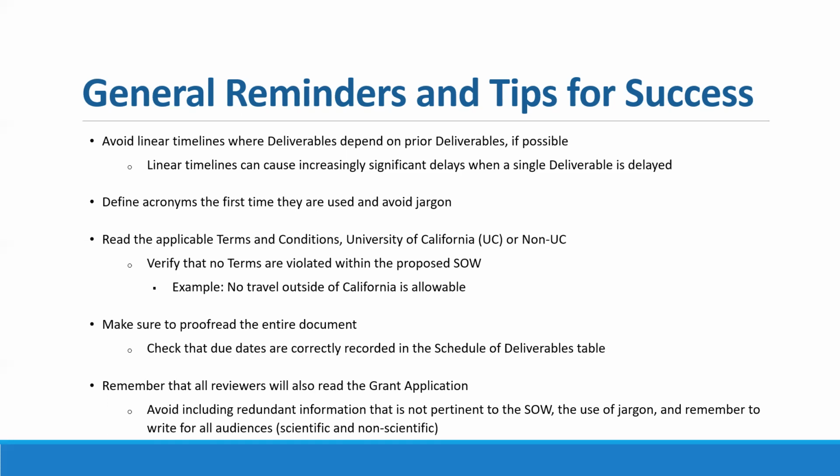And then finally, remember that reviewers are going to read the entirety of the grant application. So they're going to read all of those questions that are responded to. They're going to read things like letters of support, things like that. So really try and avoid including redundant information that may not be pertinent to the scope of work. Remember to reduce the use of jargon, and remember to write for all audiences, both scientific and non-scientific.